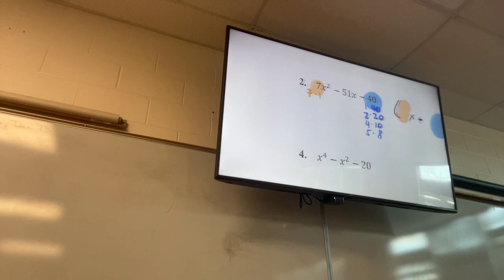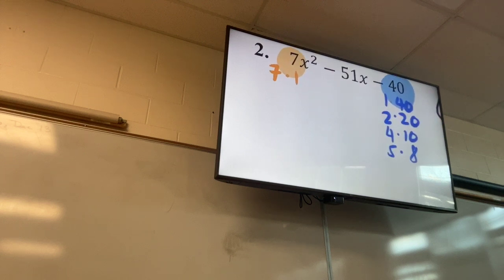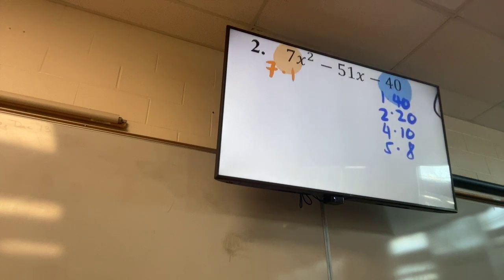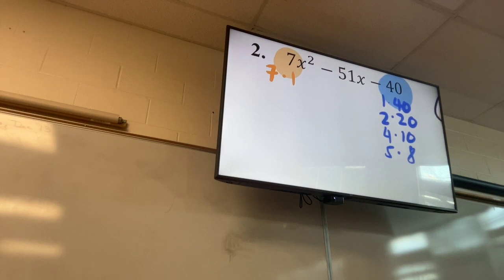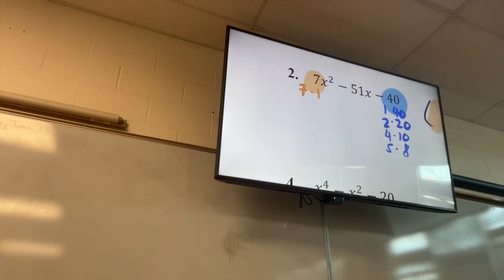All right, now I got to pick a pair here. I got to pick a pair of orange numbers and a pair of blue numbers. Okay, how do I determine which pairs I'm going to pick?